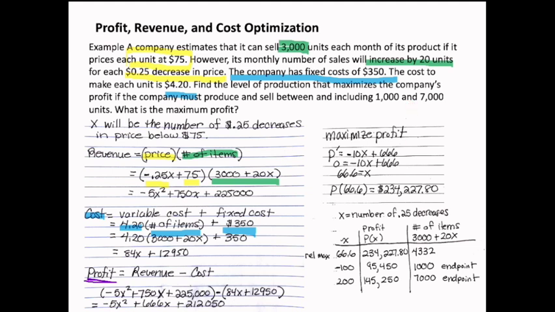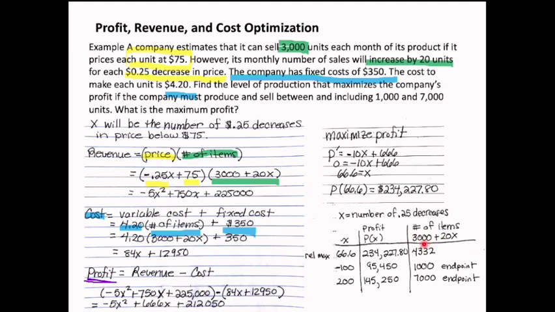So I listed them here. We have the number of items, that's 1,000 and 7,000. And again, this is an x. The x is the number of 25-cent decreases. So we have to do some more work to figure out what x is to plug into the profit.